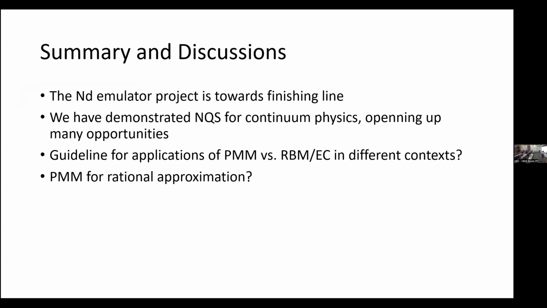And of course, the other thing I already mentioned is whether there's a PMN for the rational approximation, but it actually goes beyond that. The rational approximation is about one variable, but PMN can handle as many variables as possible. So this means PMN can help generate the traditional rational approximation for the multiple variables that we are interested in. Yeah, that's all.